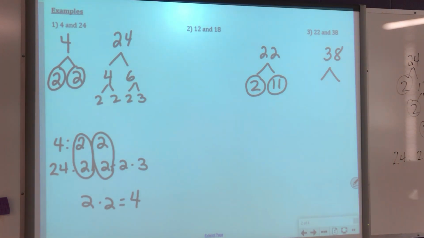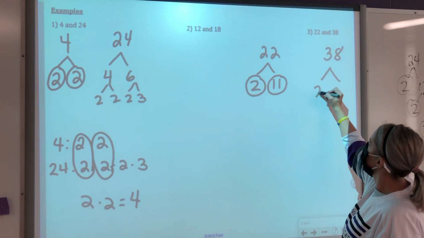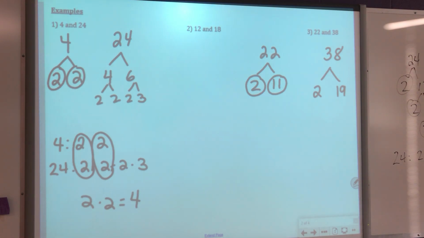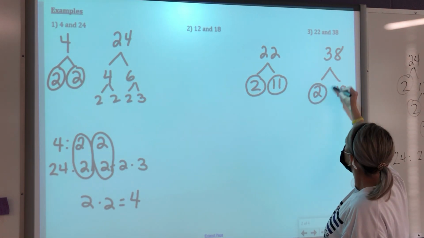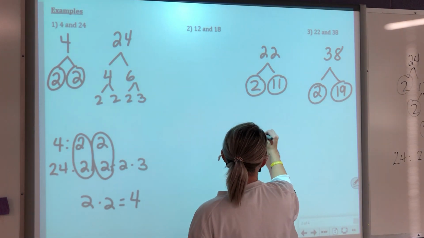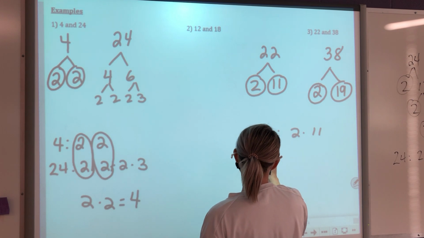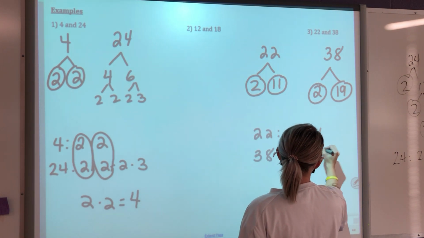All right, what about 38? Well, what do you know about 38? It's an even number, so you know it's divisible by 2. 2 times 19. Oh, but those are both prime. Okay, so my factors of 22 are 2 and 11. My factors of 38, 2 and 19.